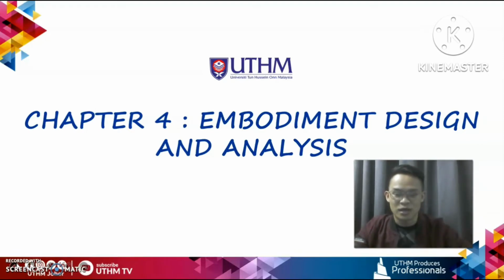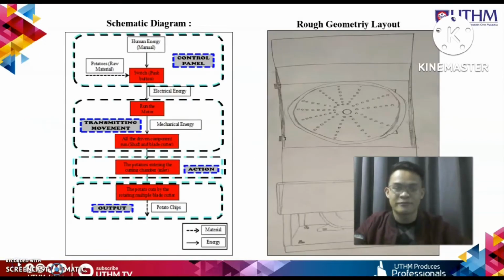And now I'm going to present Chapter 4, the embodiment design and analysis for our group project, which is the potato chip cutting machine. The figures shown in the slide are first the schematic diagram, and second the raw geometry layer. As you can see in the schematic diagram, the energy from the human operator is first put into the switch push buttons on the machine, which is known as the control panel, where the raw material is inserted into the machine. And the second one runs by electrical energy.